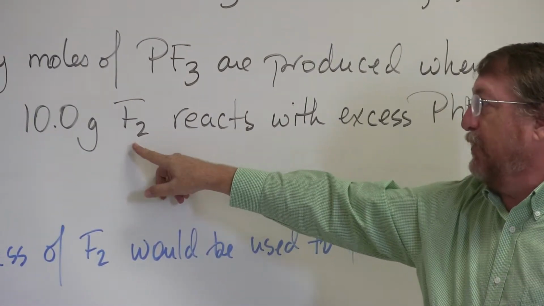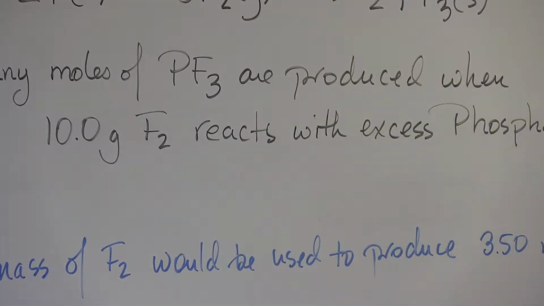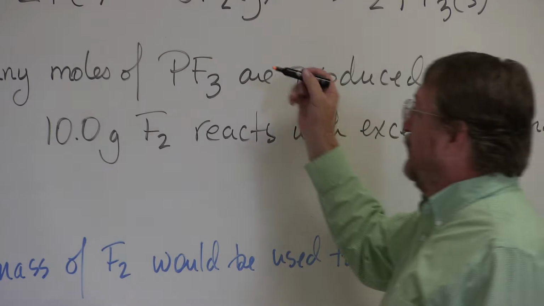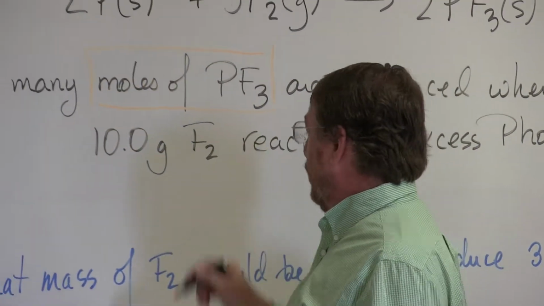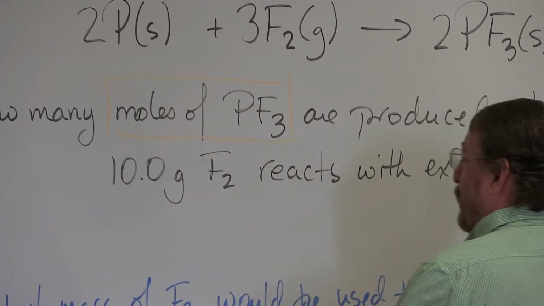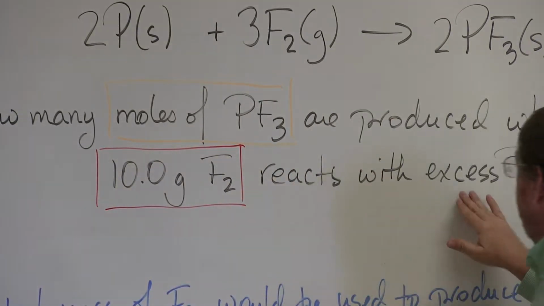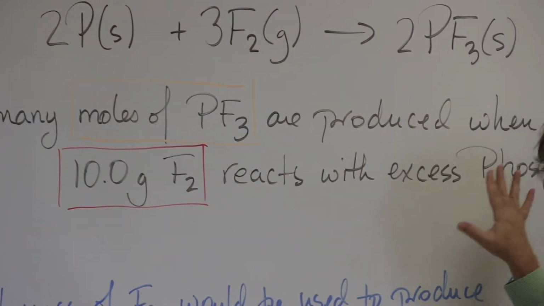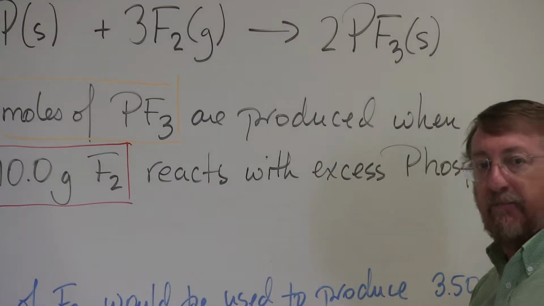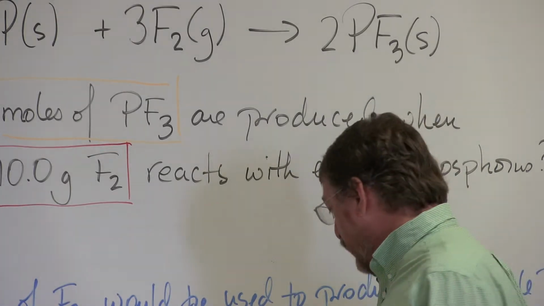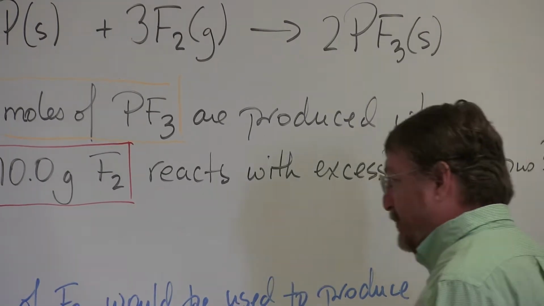We've got 10 grams of fluorine. We want to know the moles of PF3. So let's just highlight these here. So this is what I'm trying to find, moles of PF3, and this is what I have right here, 10 grams of fluorine. Obviously, this is important for the chemistry, not really for the calculation. So the statement in excess phosphorus is important, but it's not important to the actual calculation. So let's go through and do the calculation here.